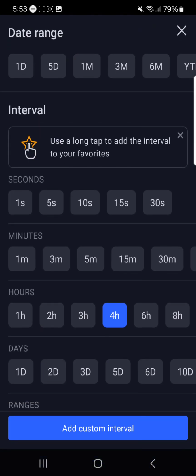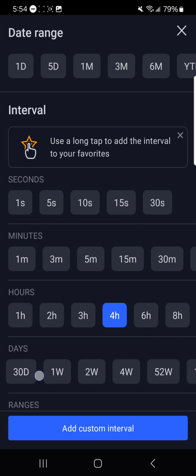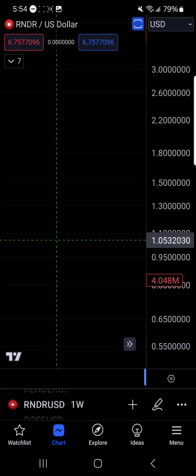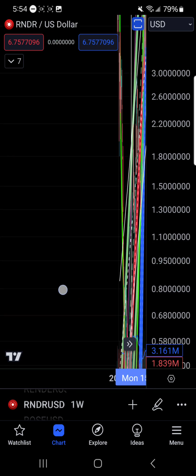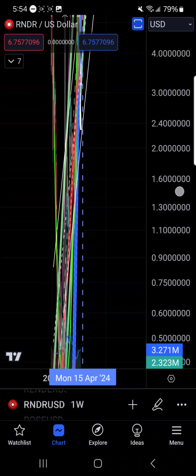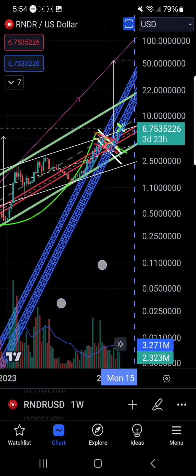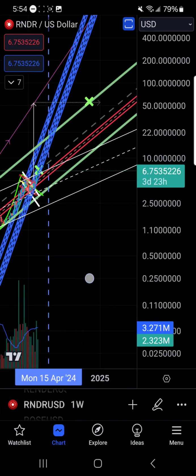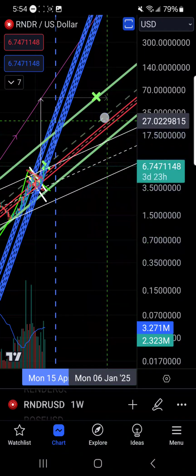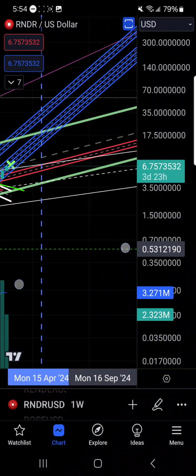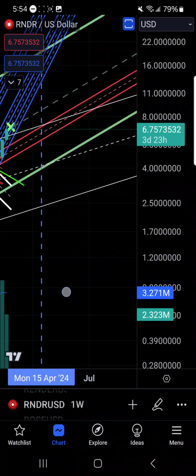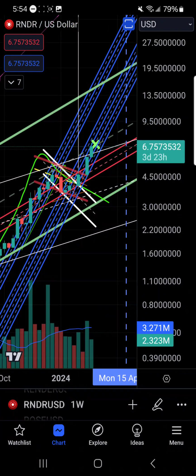Let me go on a weekly. Let's go on a weekly time frame here. So we can, whoa, where did everything go? Oh, there it is. There's the light green channel. There's another X right up there. I think we discussed this on our previous video. Anyway, there's a light green channel.